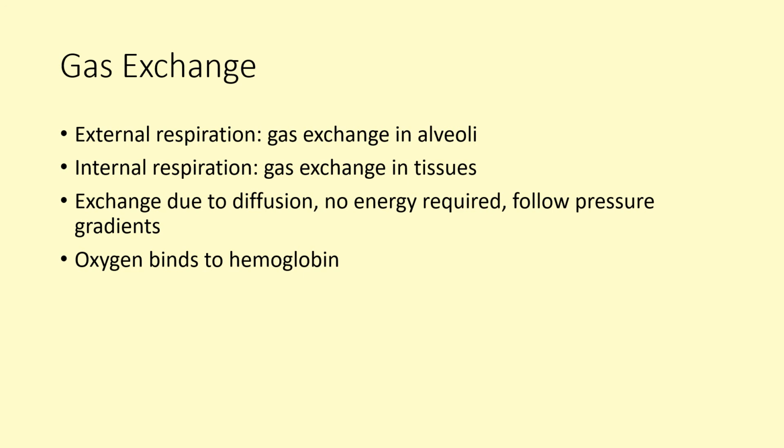External respiration refers to the gas exchange that occurs in the alveoli. Internal respiration refers to the gas exchange that's occurring in the tissues. So the gas exchange is due to diffusion. No energy is required, as we just saw. In the alveoli, it follows the pressure gradients. And the pressure gradient is going to be opposite in the tissue, so that the oxygen is going to flow out of the blood into the tissues and the carbon dioxide is flowing from the tissues into the blood. So how is oxygen going to be carried? It's going to bind to the hemoglobin.